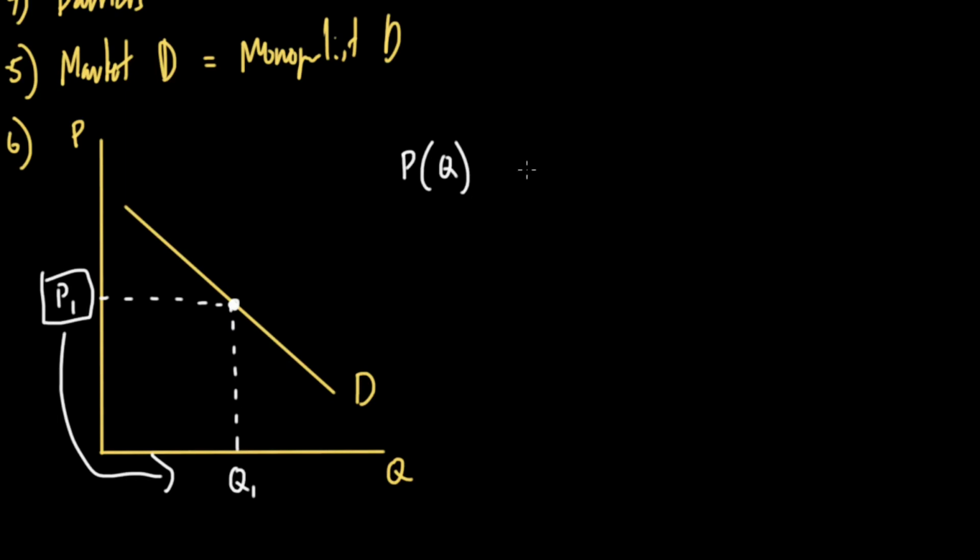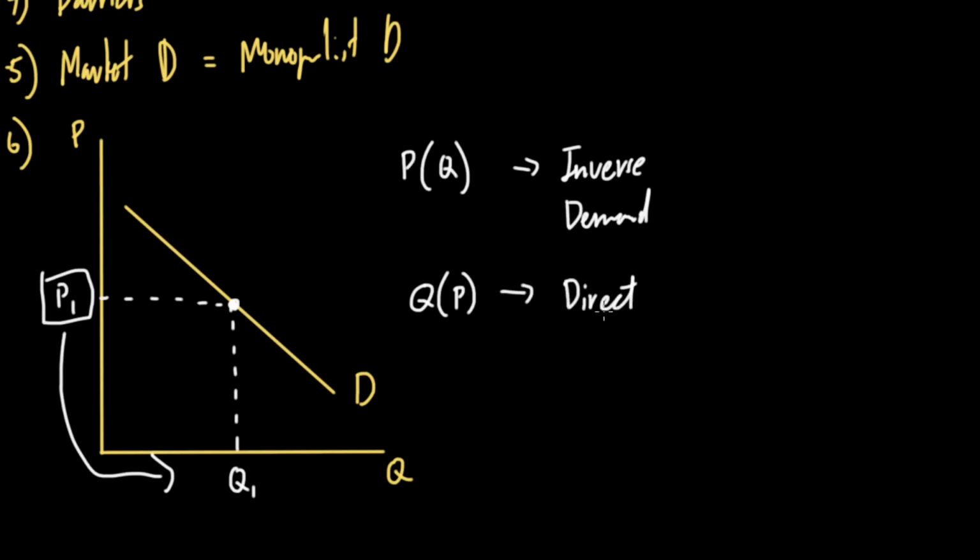This P as a function of Q is actually what we call the inverse demand function. Why is it inverse? Because the direct demand function is in the eyes of the consumer, and Q is actually a function of P in the eyes of the consumer. Why? Because the consumer actually decides the quantity it wants to buy based on price. And so this is actually what we call our direct demand.